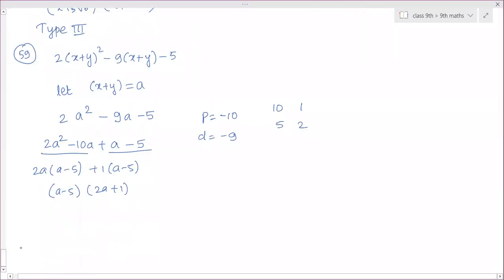Now, but the equation is in terms of x and y. So now we have to substitute the value of a. For what purpose did we take a? x plus y. So substitute back. x plus y minus 5, and 2 into x plus y plus 1. So simplify further. x plus y minus 5 is one bracket. The second bracket is 2x plus 2y plus 1. So these are the final factors. Is it clear? Yes, ma'am.